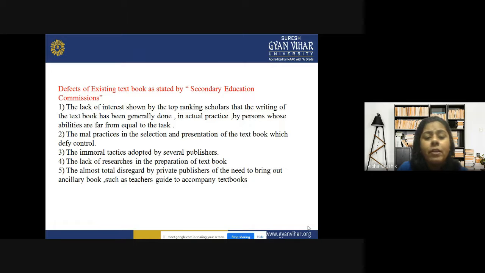or preparing a textbook. The almost total disregard by private publishers of the need to bring out analytical books such as Teacher's Guide to accompany textbooks.